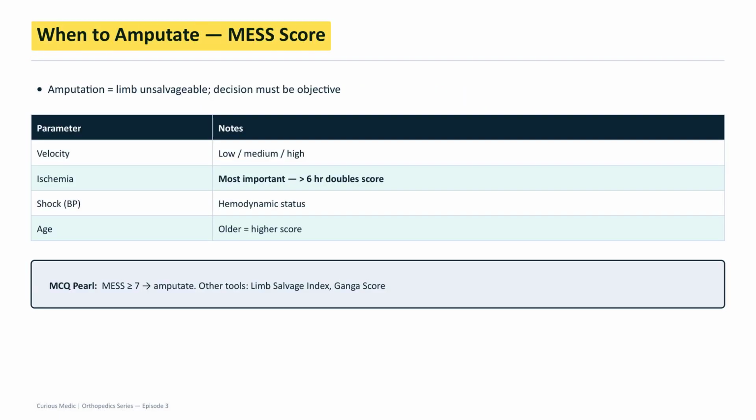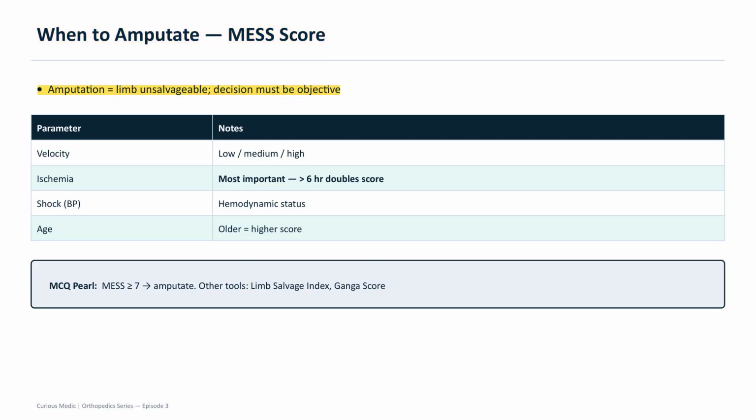Sometimes a limb is so severely damaged that no amount of surgical skill will save it, and attempting to do so will only waste time and resources while the patient deteriorates. In those cases, amputation is the correct decision. But it cannot be a subjective call made on gut feeling. We need to be objective. To keep the decision objective, we use scoring systems.